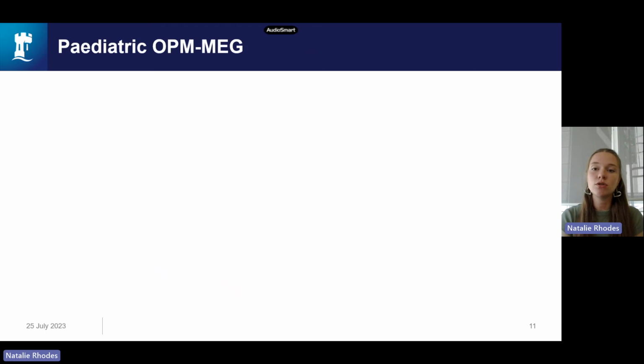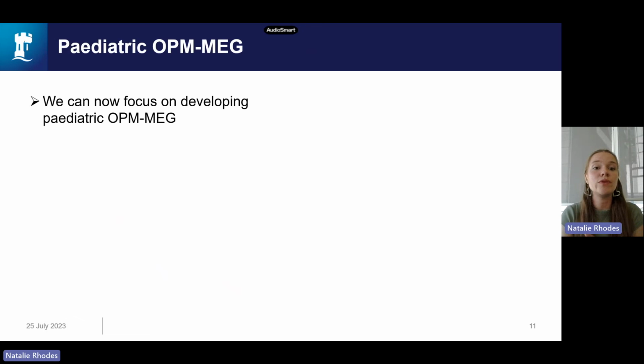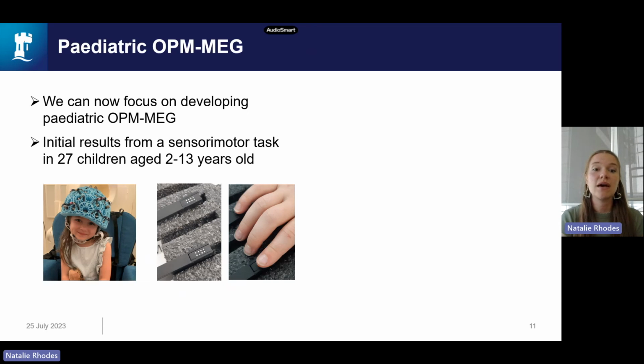So why is this important? What do we want to use it for? Well, now we can focus on developing a paediatric OPM-MEG. We have some initial results from a sensory motor task with 27 children across quite a wide age range, from 2 to 13 years old.